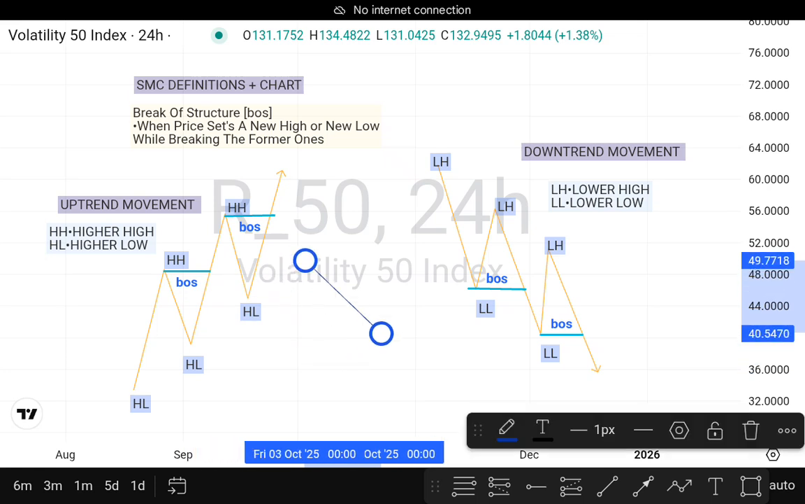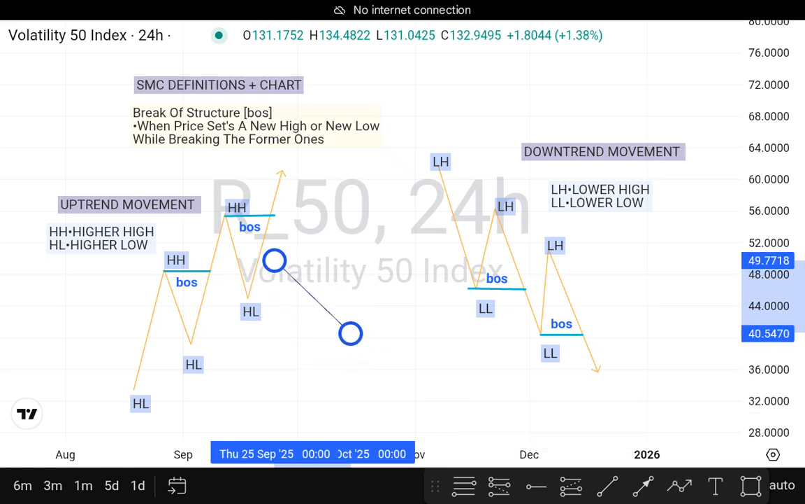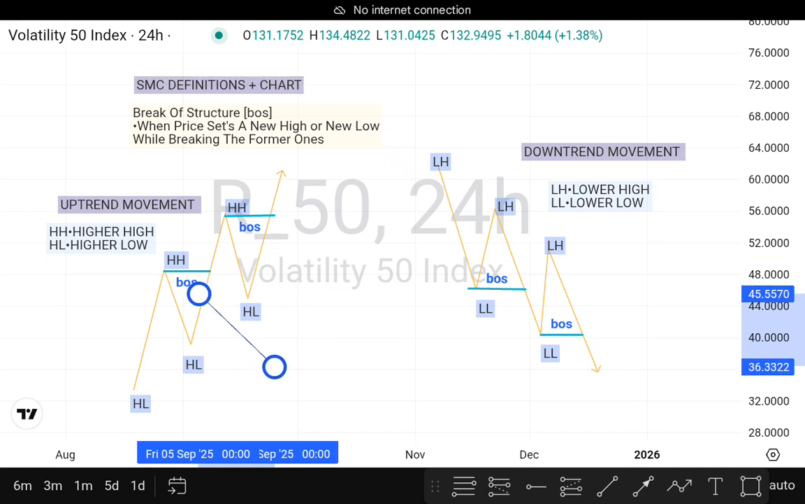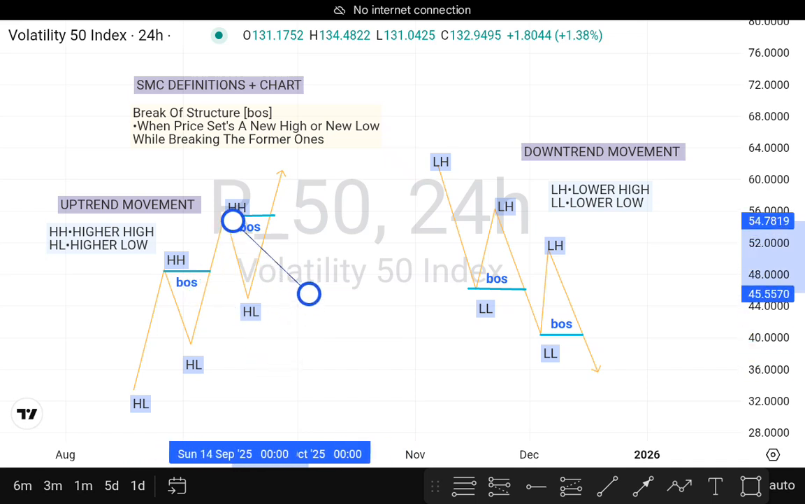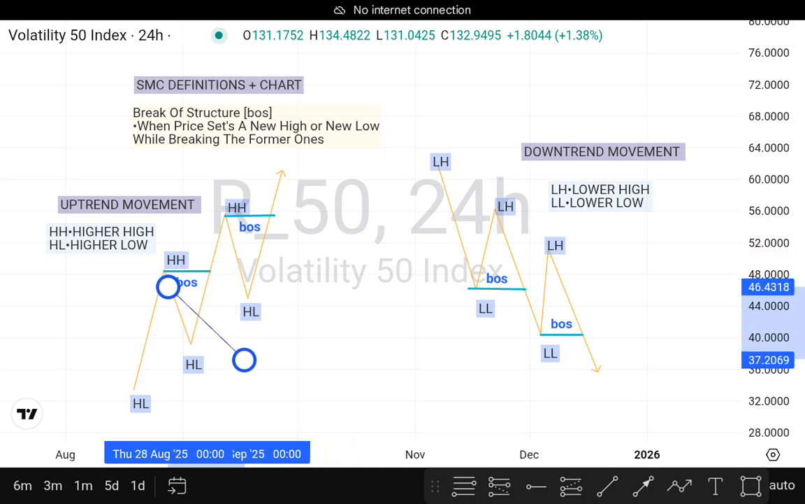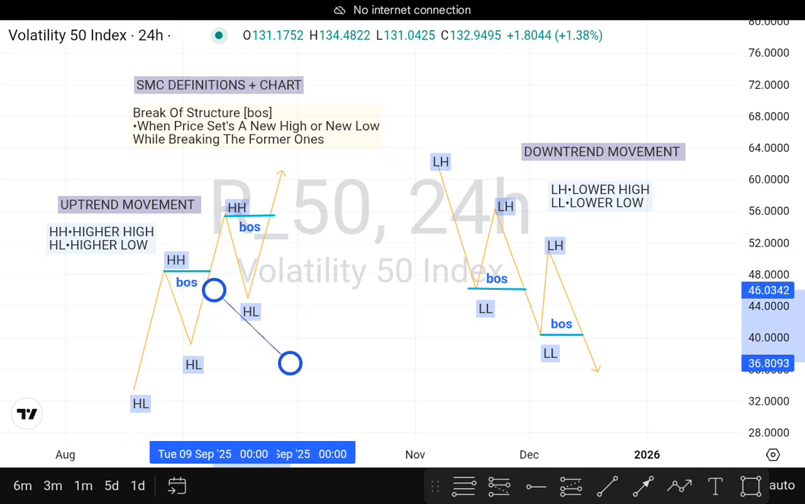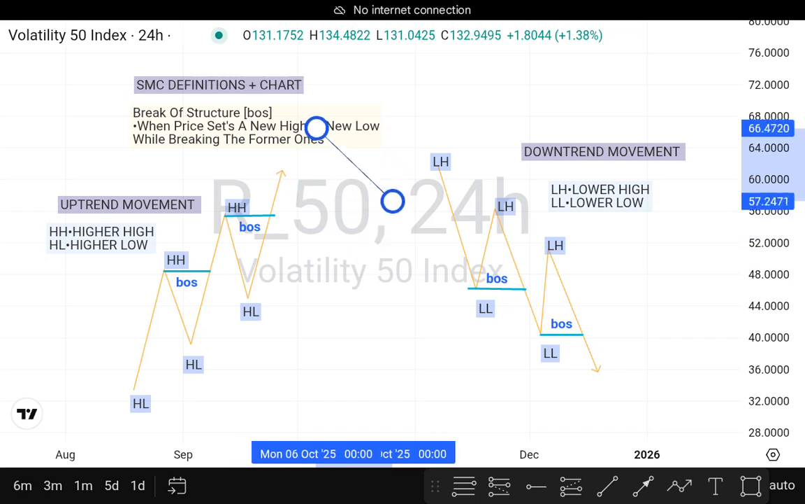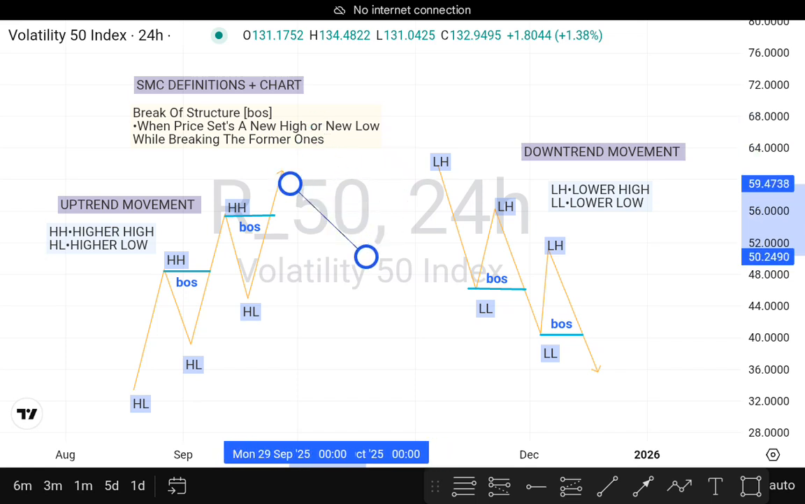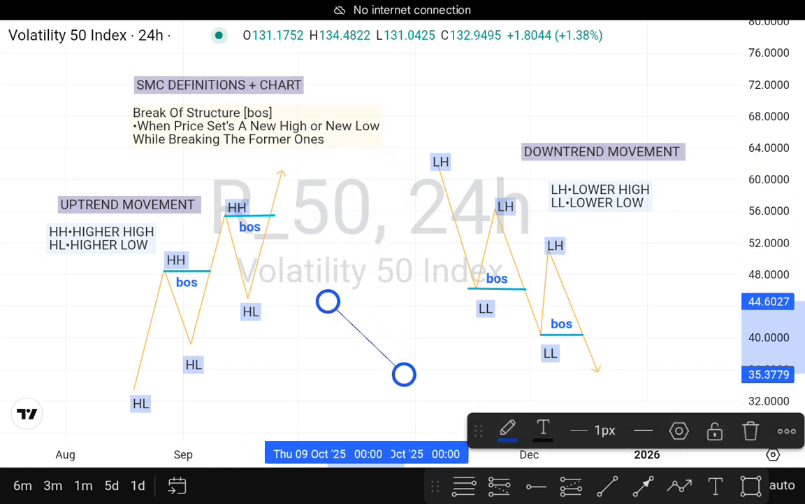So guys, in order for you to mark this as a break of structure, or BOS, you must have a high that is higher than the previous high. You cannot mark this high over here as a break of structure, because there is no high above it. This is the last high. I hope you understand, guys.